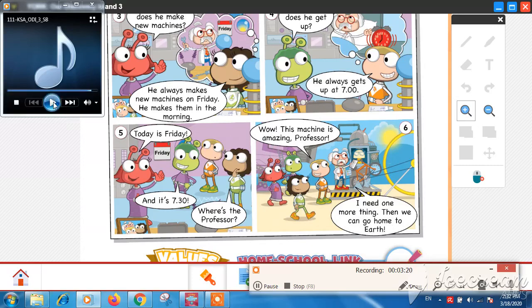So we know from the last part that it was Friday and it was 7:30. And when they asked about where Professor Bloom is, they found him near his new machine. They think that the machine is amazing, and Professor Bloom told them that he needs only one thing, and after that they can go back to Earth. Okay, so we can go now to the other book. Go to your activity book on page 72.